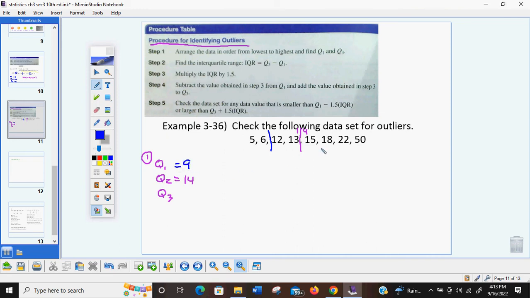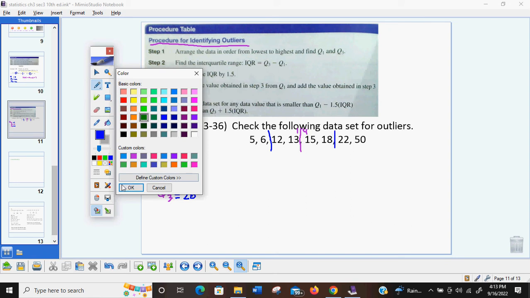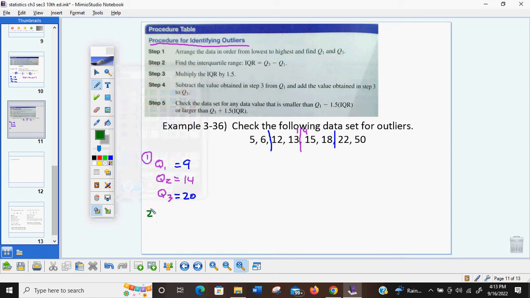Now let's find Q3. 4 pieces of data. So I'm going to go right here in the middle. Add that together. Divide by 2. You get 20. So I know Q3 is equal to 20. Now I'm ready to do step 2. Step 2 says find the IQR, the interquartile range. That is Q3, which is 20, minus Q1, which is 9, and I get 11. So my IQR is 11.